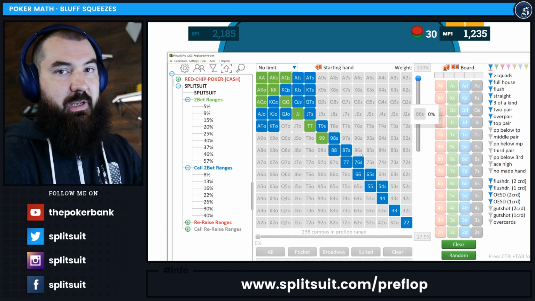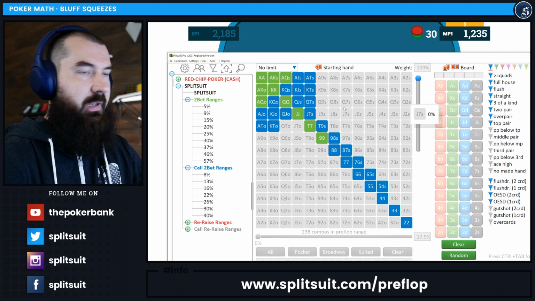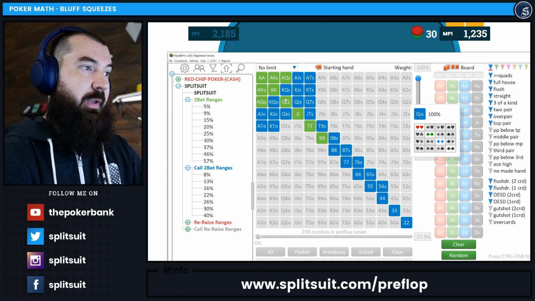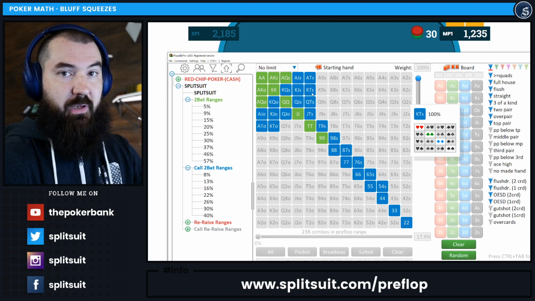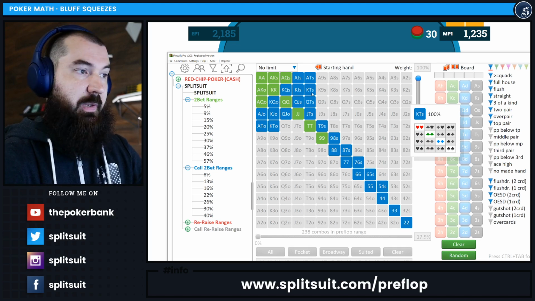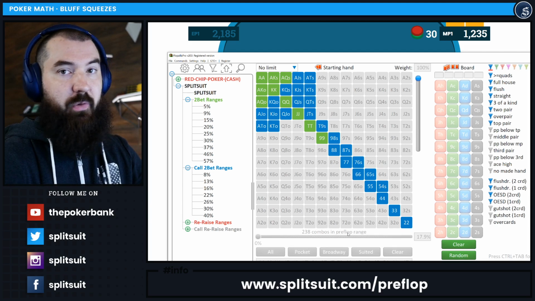So essentially what we're saying is everything selected right now is what we thought they would open raise with. All the green is what they'd continue with against that squeeze, and all of the blue stuff is what's going to fold against that squeeze. I think that's totally reasonable. You can definitely find situations or people that are going to continue exactly in this fashion.